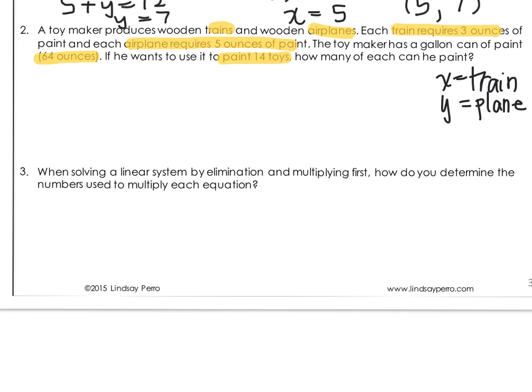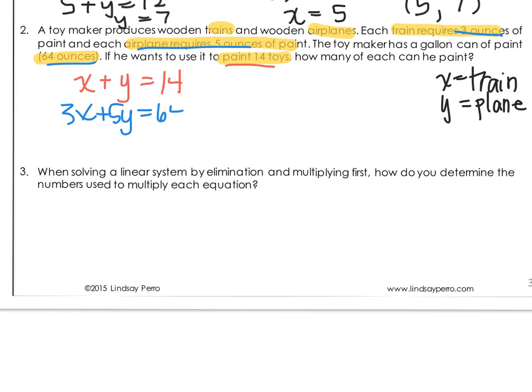Okay, now I'm going to do my amount. He wants to paint 14 toys. So x plus y, in other words, trains plus planes, equals 14. And then the next is the amount of ounces of paint. So a train is 3 ounces, and a plane is 5 ounces. And 64 is our total.